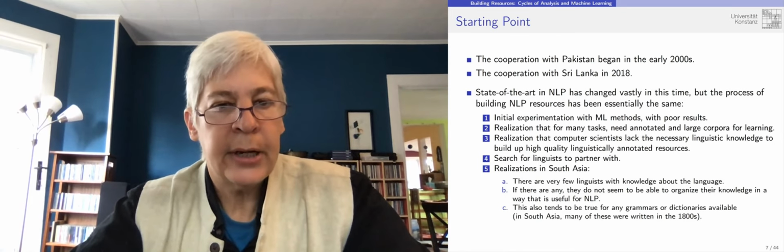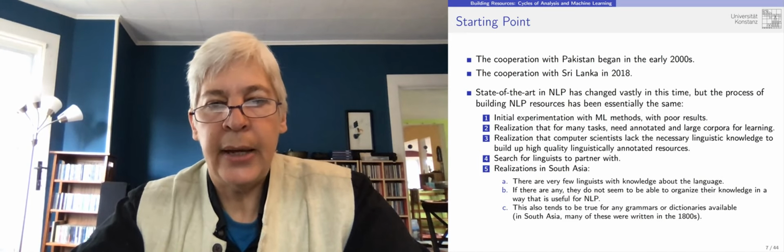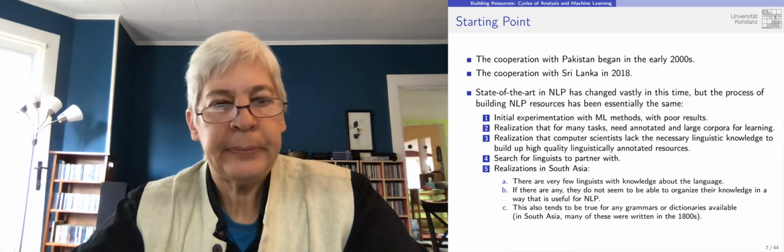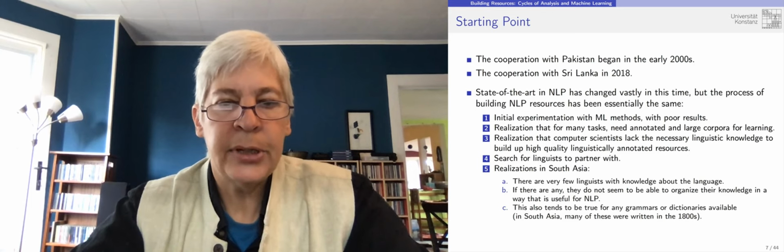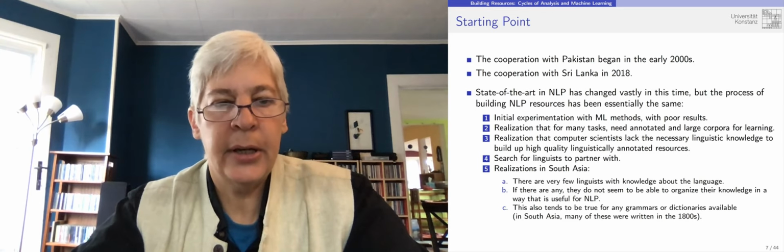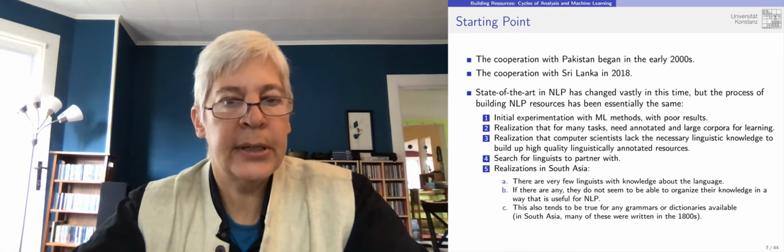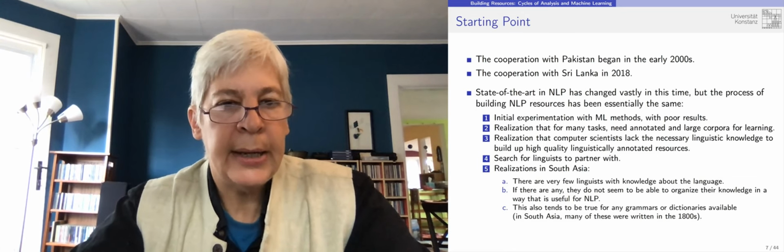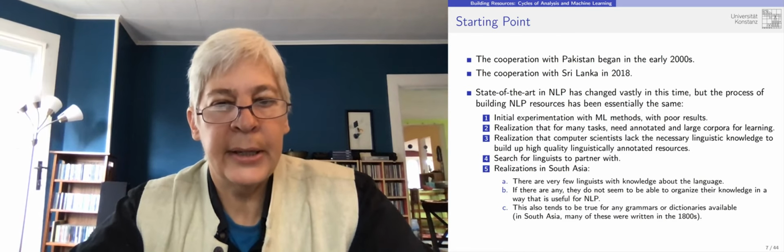But there's a realization that for many of the tasks that one is targeting, you actually need large annotated corpora for learning. And then there's a further realization, usually, that computer scientists lack the necessary linguistic knowledge to build up these high-quality linguistically annotated resources. I say computer scientists because the efforts at making NLP applications have generally come out of computer science departments in South Asia, not out of linguistic departments. There are very few linguistic departments. I think there's none in Pakistan.